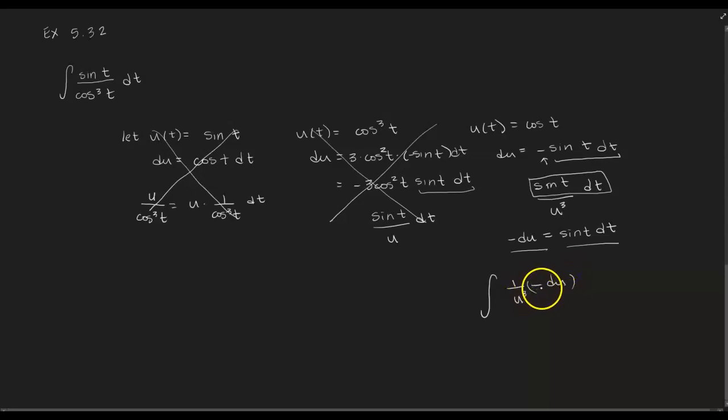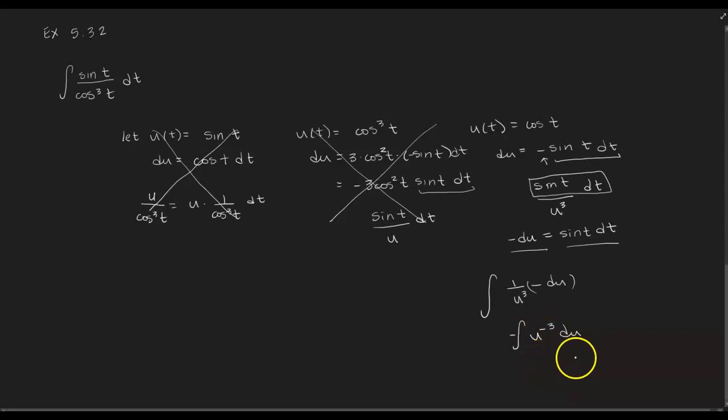And that negative really represents a multiple of negative 1, so we could write this as negative 1 over u cubed, or negative u to the negative 3 du. And in fact, we could even move that negative outside of our integral since it's a constant multiple of 1. We don't have to write the 1, we can just write a negative there. And then we integrate this using our power rule.